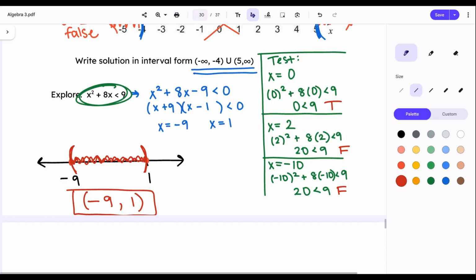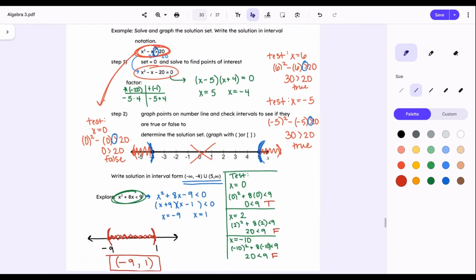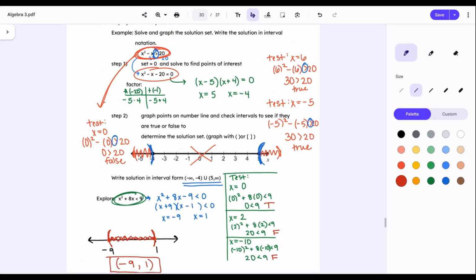Okay, so that's how you're going to work with these polynomials. You're going to be factoring, putting them on a number line, and then solving them.